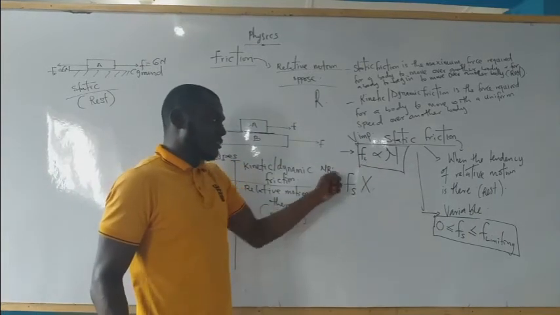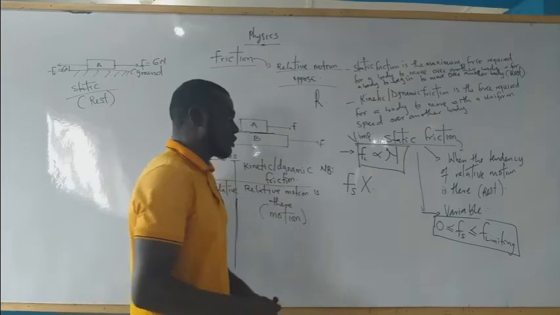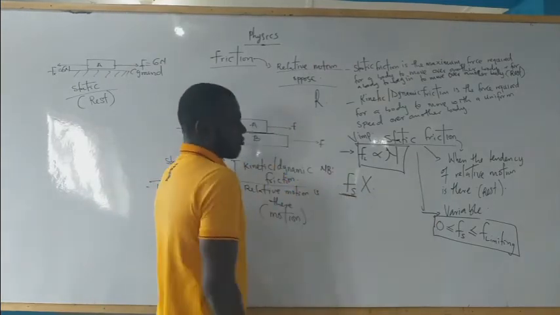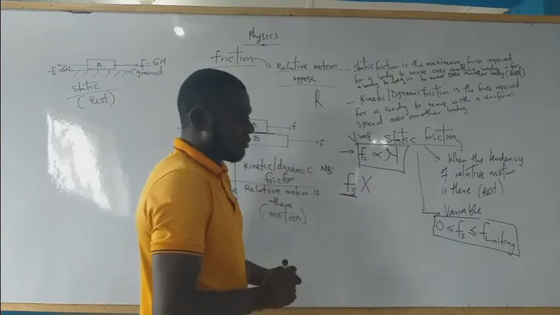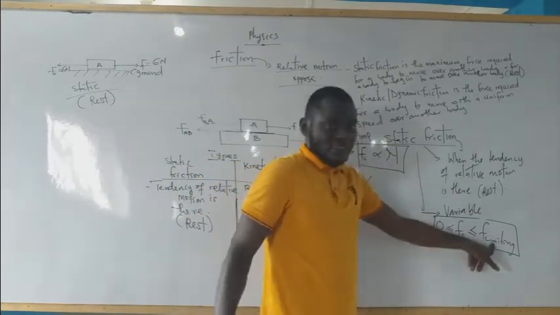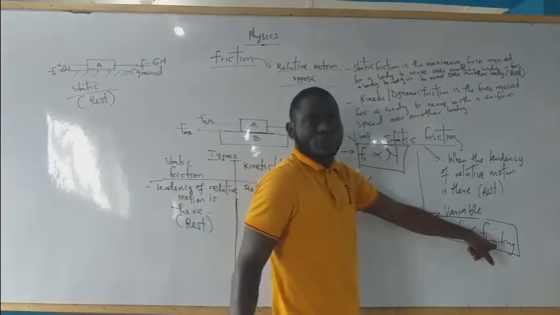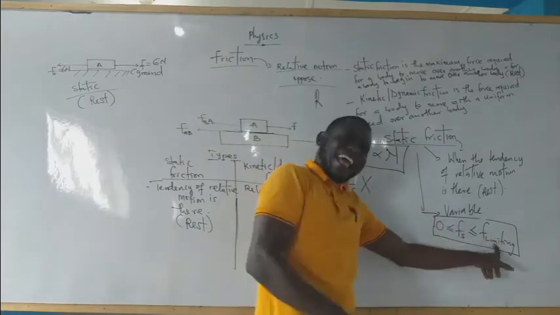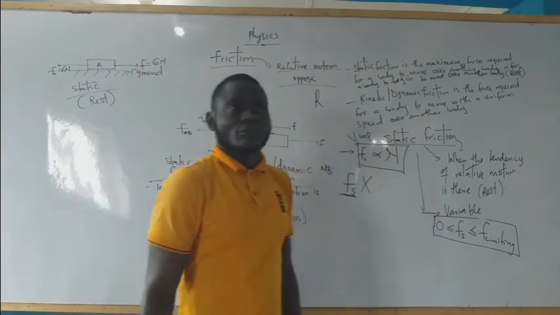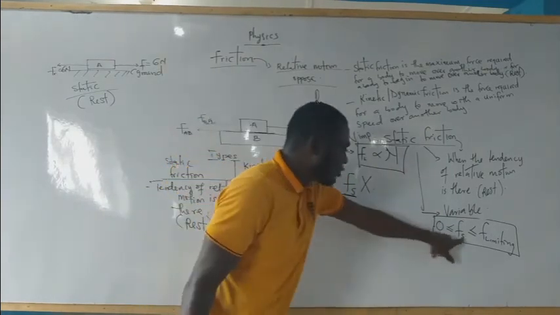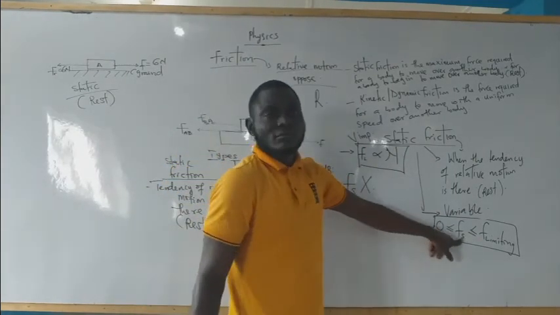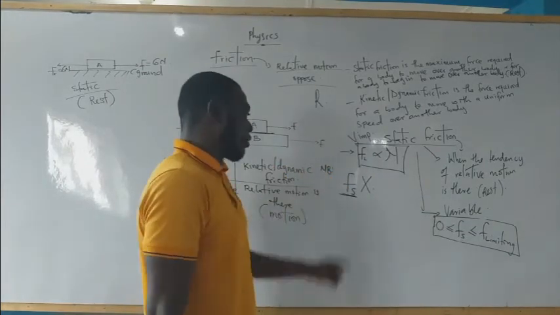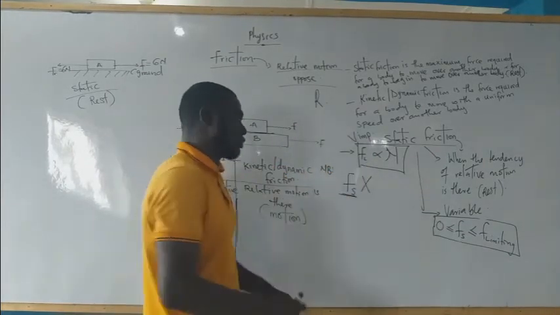And not Fs. Take note. Why? Just because this is not constant. It can be equal to the limiting friction or less than the limiting friction, but it cannot be more than the limiting friction. So you can see that this is not constant. So that's the reason why we're not using Fs, but FL. Take note.